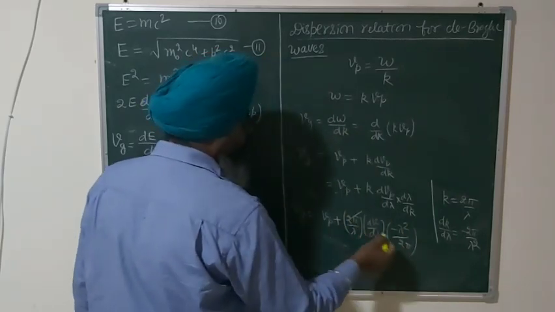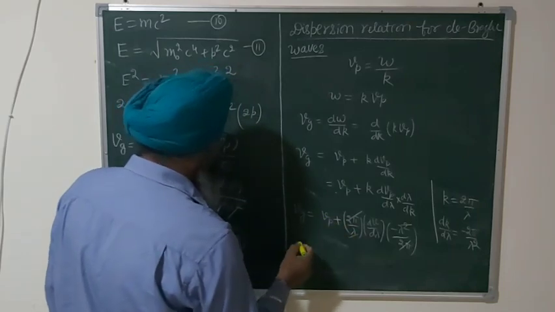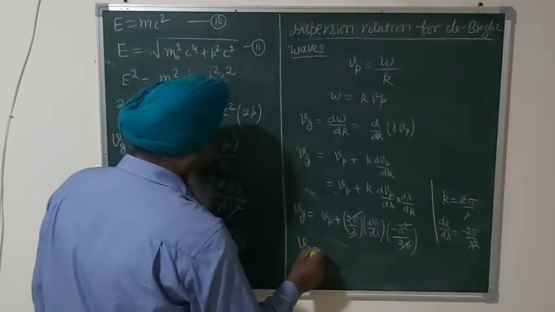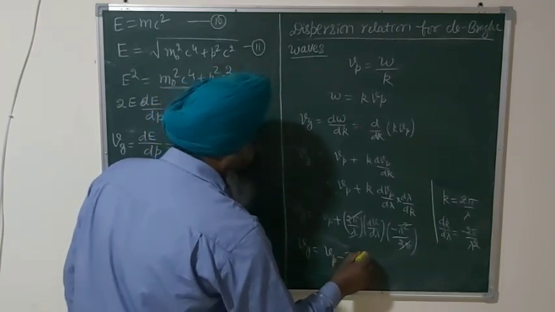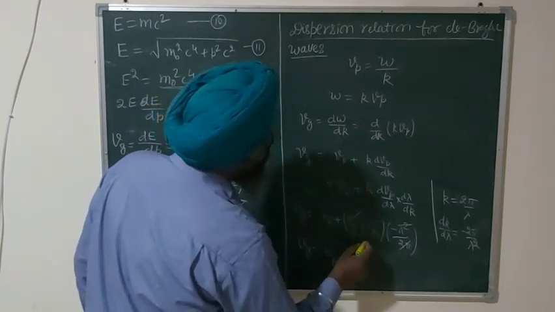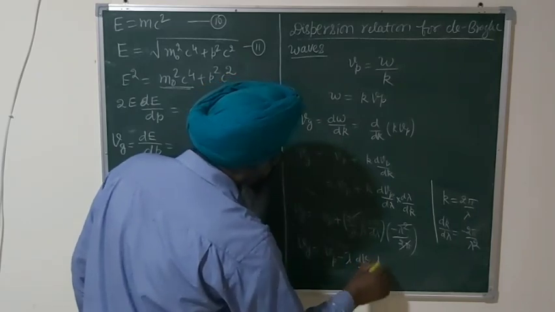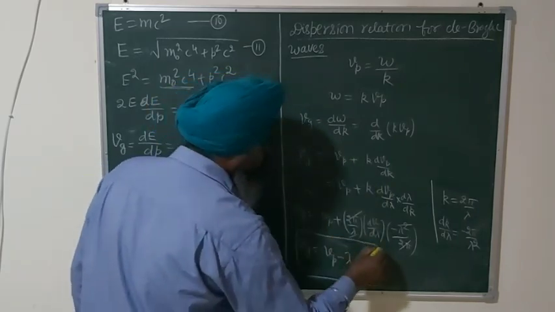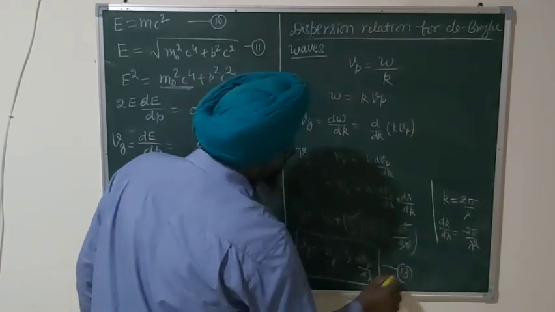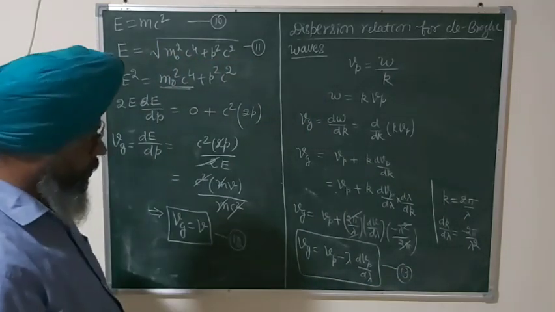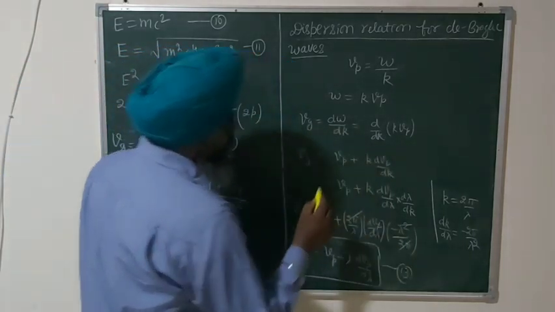Now this 2 pi will cancel with 2 pi, lambda will cancel with lambda, this minus will come ahead, and Vg will be equal to Vp minus lambda dVp upon d lambda. I would just call this equation number 13. Equation number 13 is called the dispersion relation. Here I think I forgot to write subscript p.